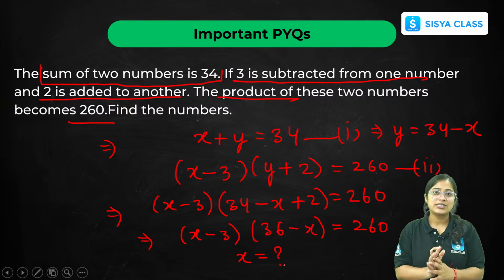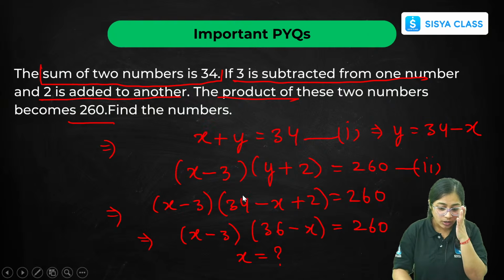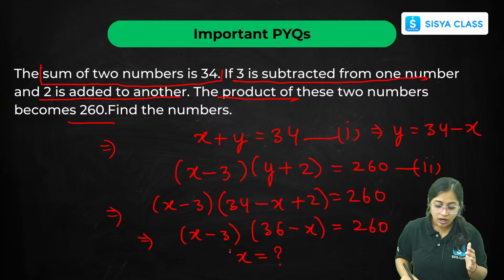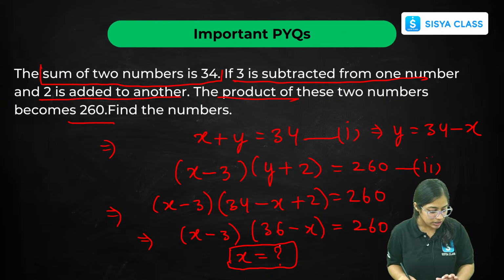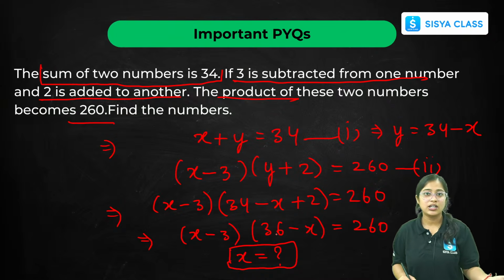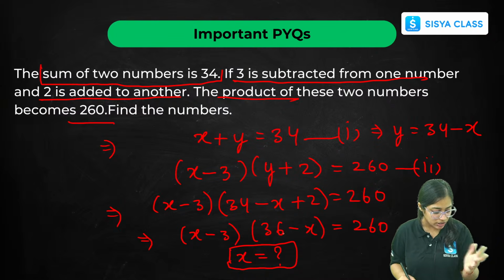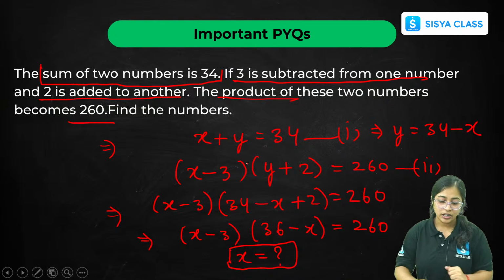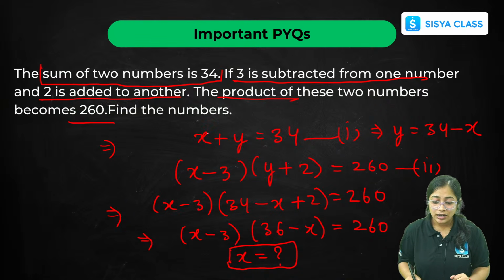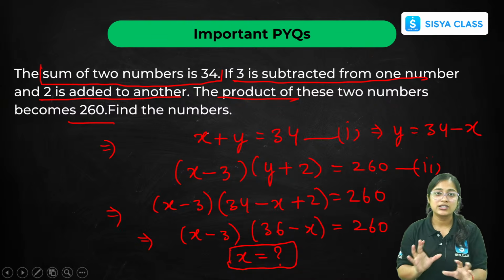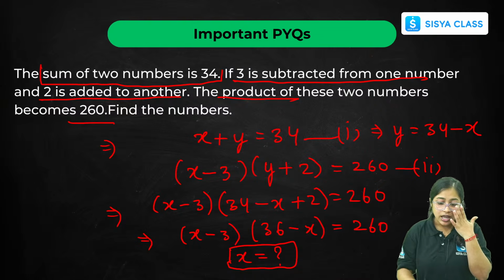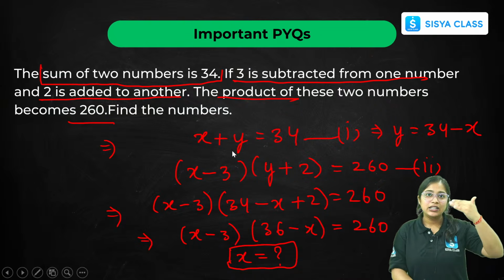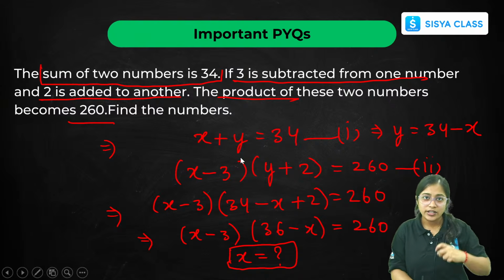In this type of question, what is important? This is your homework. Your task is to find the value of x here, or you can write in the chat box if you have found the value of x. In this type of question, the important thing is to frame the equation from what they are saying. Whatever they are saying, just write the equation and then find the quadratic equation.